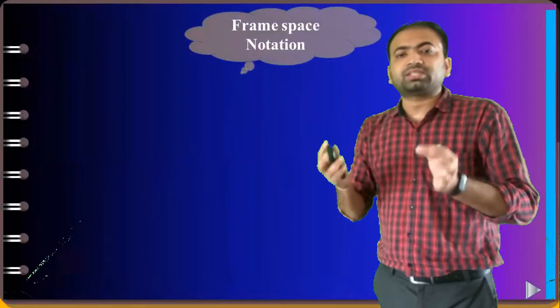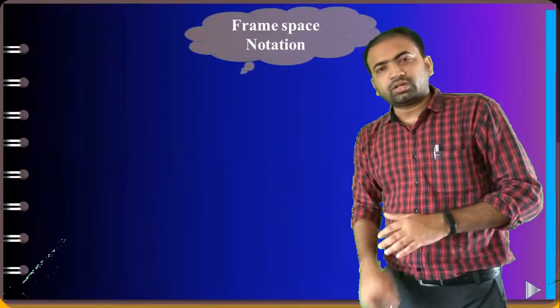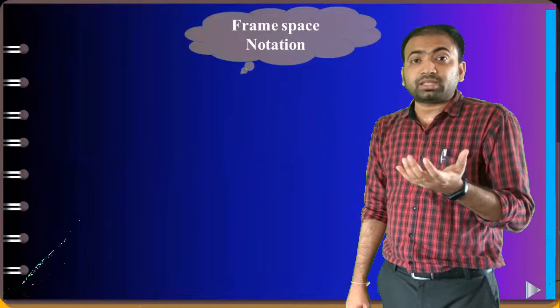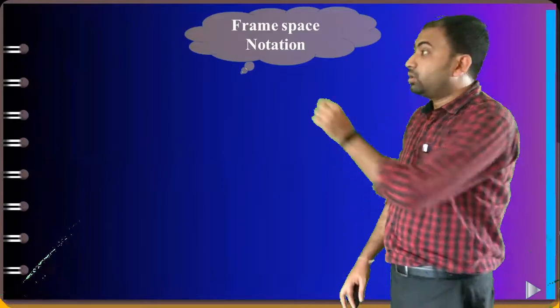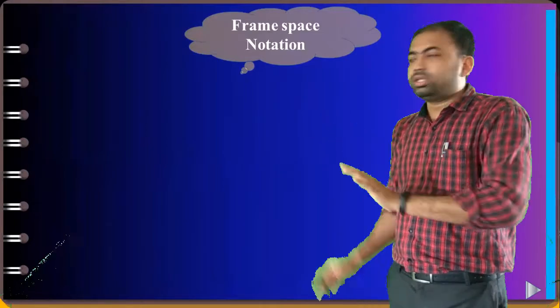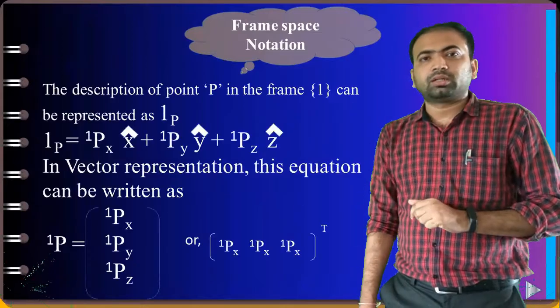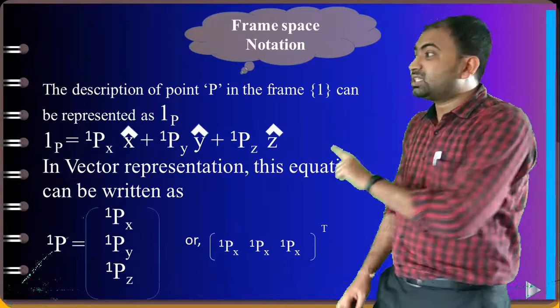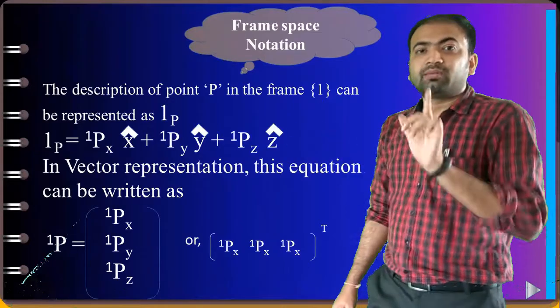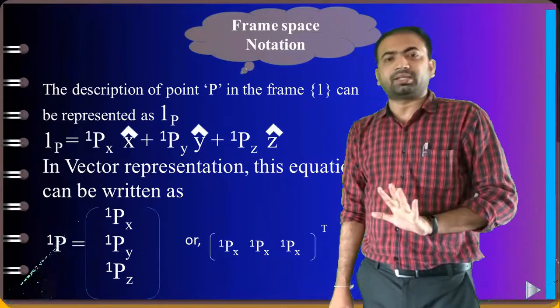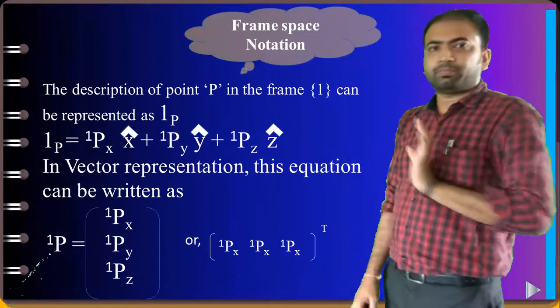So we will try to understand what is called the frame space notation. In order to identify the frame space notation, for this OP or P, we need to have a look at this. So the description of point P with respect to frame 1, or frame XYZ, can be represented as 1P.